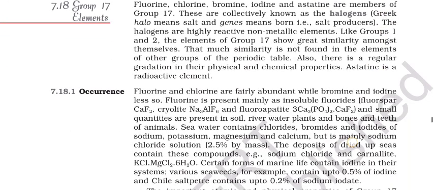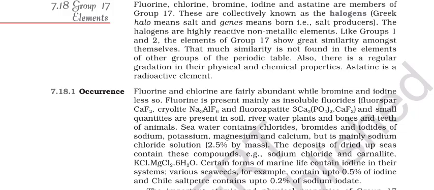Group 17 elements: fluorine, chlorine, bromine, iodine, and astatine are members of group 17. These are collectively known as halogens. The halogens are highly reactive non-metal elements, like groups 1 and 2. The elements of group 17 show great similarity amongst themselves.